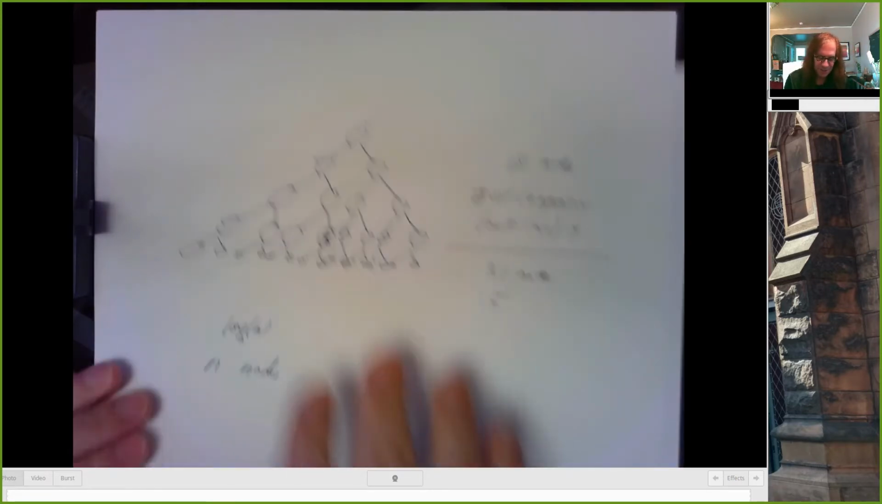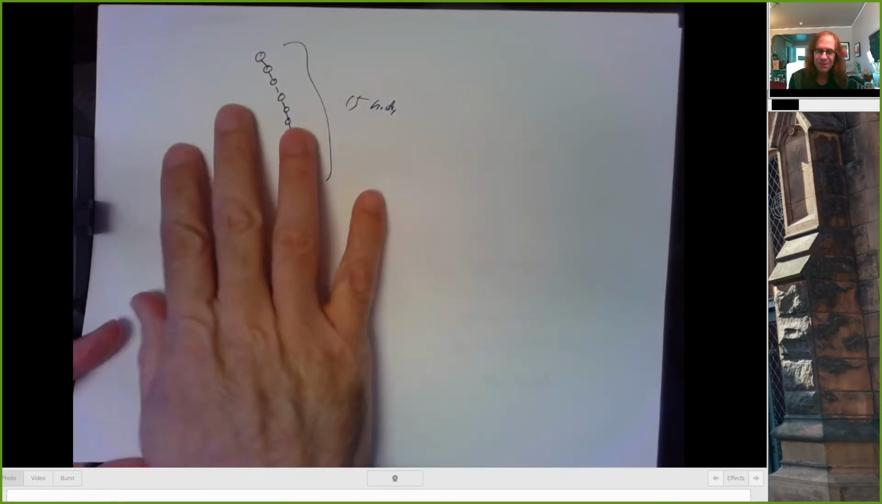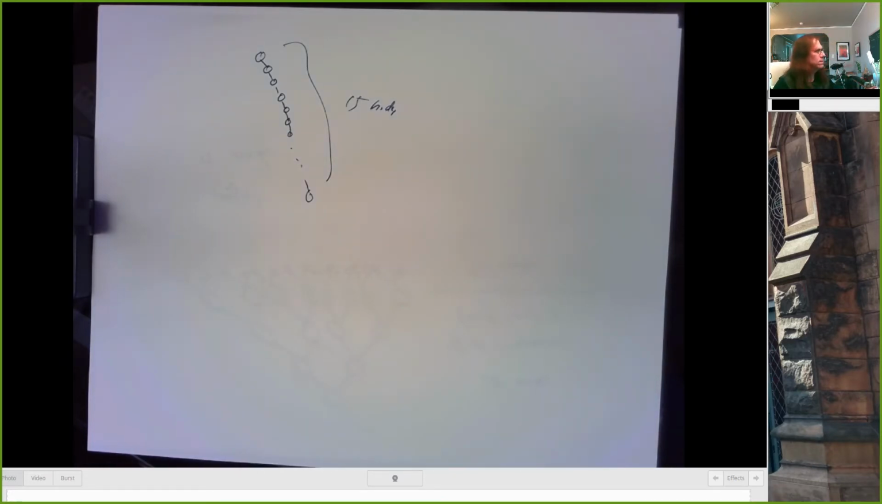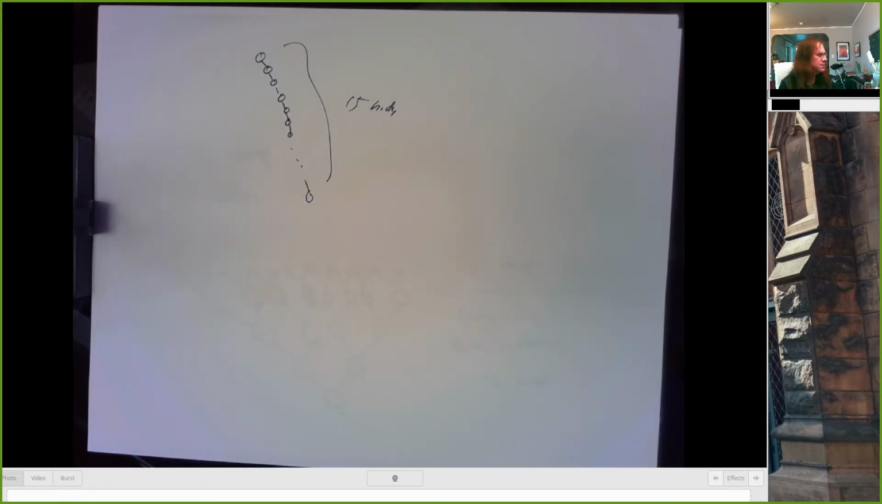All right, so this is a tree where we get really nice search behavior. This is a tree where we get really poor search behavior. So let's look at how we can analyze this.